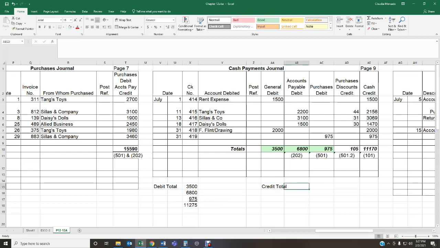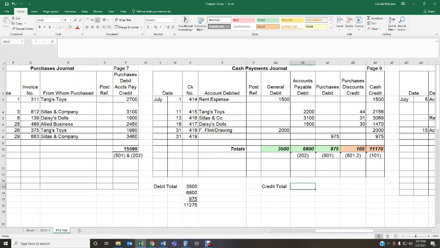Now we're going to look at the credits. And we've got two credits. And that's going to be 105 and 11,170. So we're going to add those together. 11,275. So what we did is we tallied each of our totals. That way we can know the total for each of the categories.